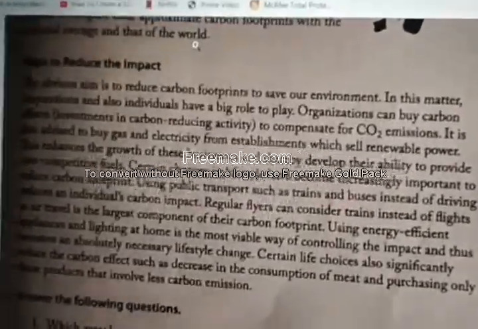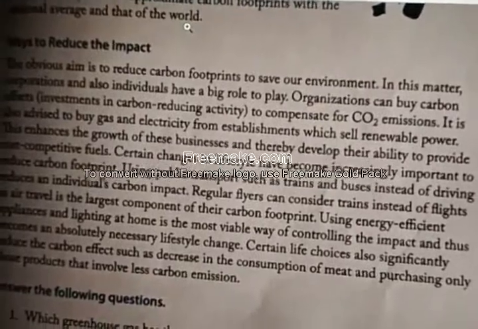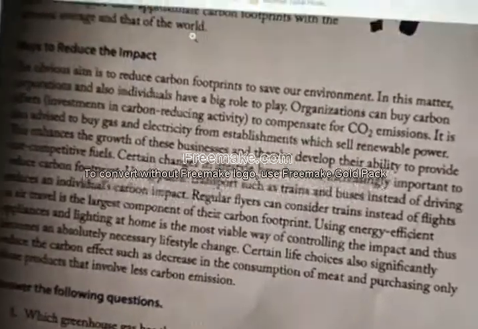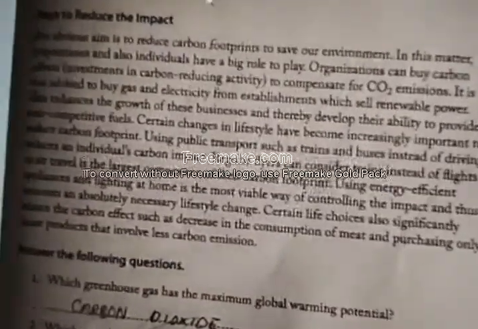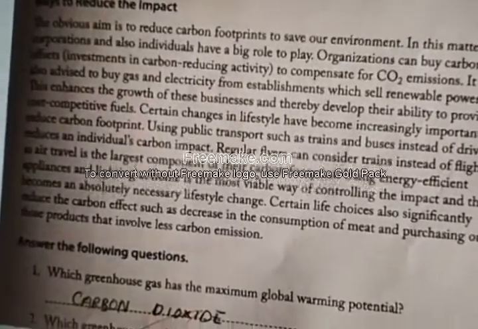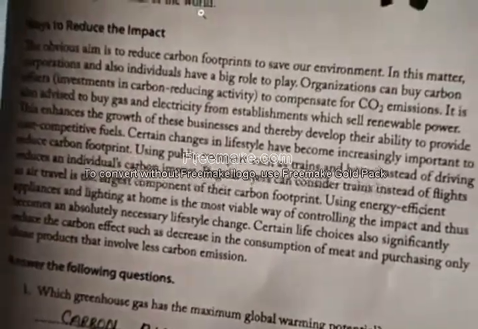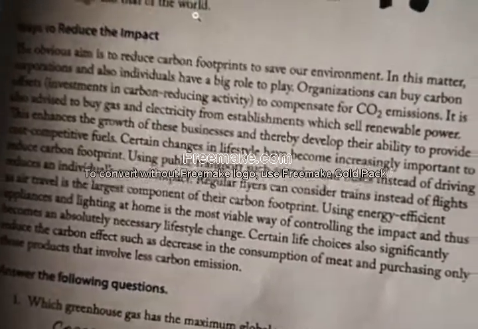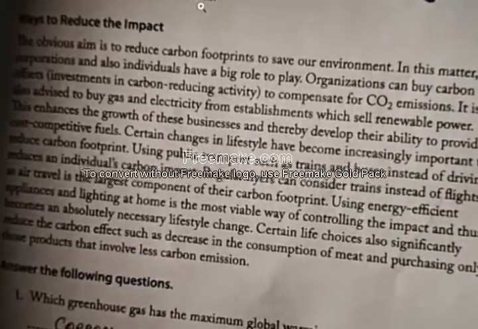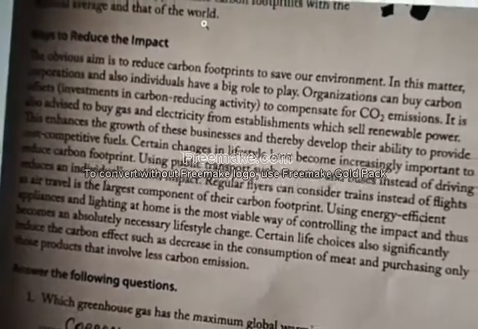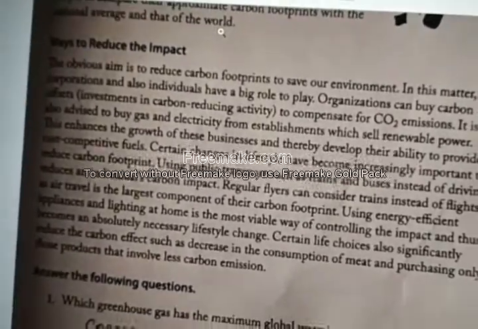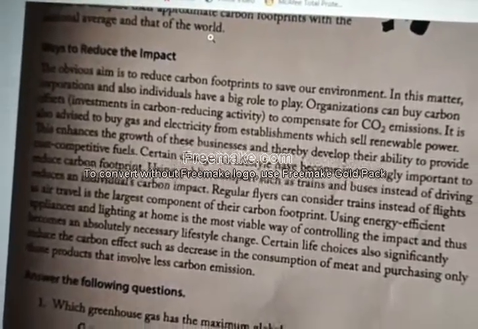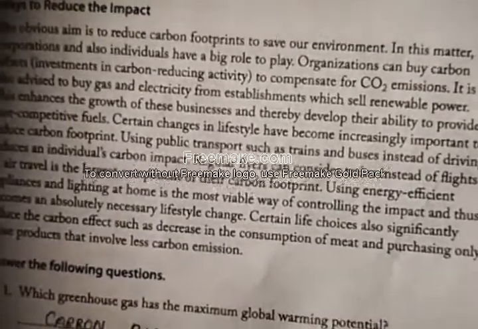See, regularly, if you try to avoid flights, or reduce the amount of flight travel, and try to go by train, that is what they are coming to say. Because if you fly, flight is the thing which produces a large quantity of carbon footprint, it seems. So if we avoid flights and go by train, that is good for our nature.